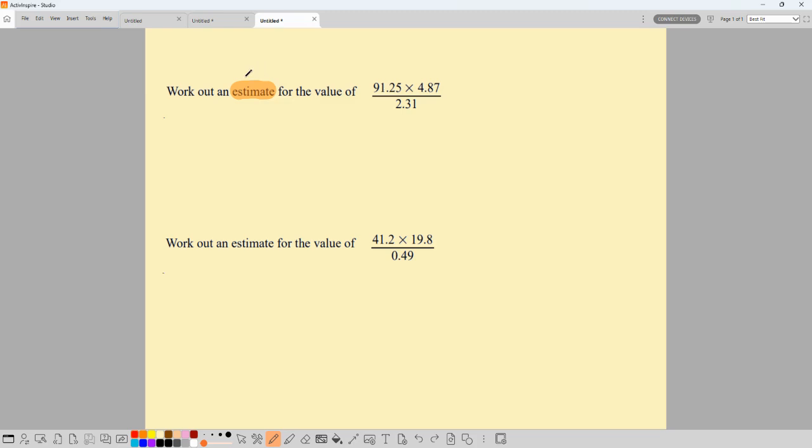So we need to know that when we estimate, we round the numbers first, and we round them to one significant figure. So 91.25 goes to 90, 4.87 goes to 5, and 2.31 goes to 2. So now we're doing the calculation 90 times 5 divided by 2. 90 times 5 is 450. Half of 450 is 225.